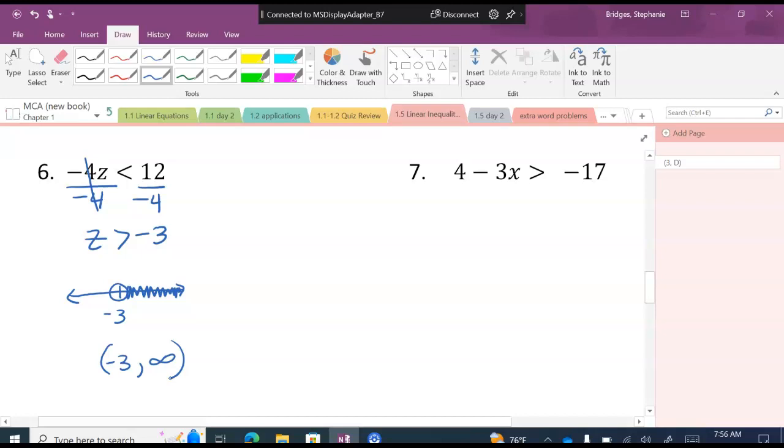We're solving for x, and remember we want to get the x on the left side of the inequality so that we read it as x is either greater than or less than whatever it's greater than or less than.